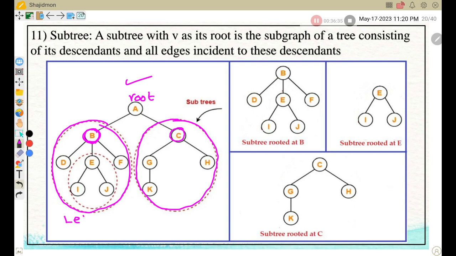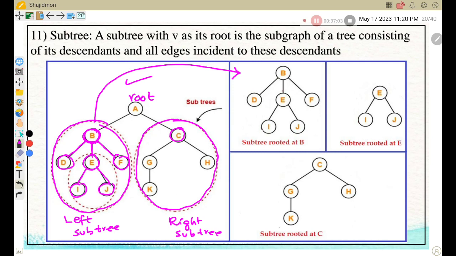So this one we can say is the left subtree, and this is the right subtree. I have drawn them here. For example, the subtree rooted at B: B, D, F, E, I, J. We need to draw all the edges and all the vertices. You can see these vertices. This is one subtree. In the same way, the left subtree and right subtree I am drawing here. This is the right subtree here.